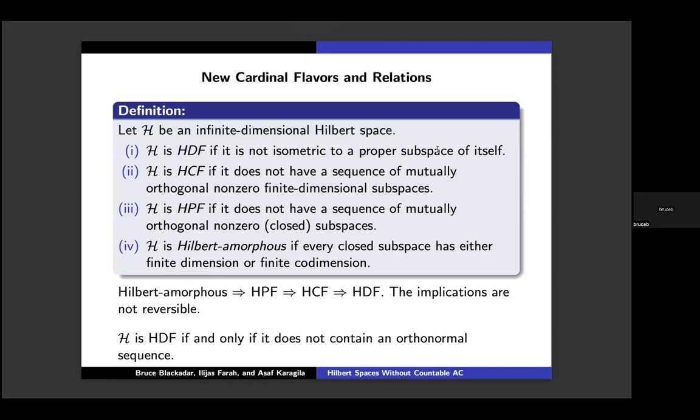Well, we came up with some Hilbert space versions of the flavors of being DF, and these look potentially interesting. If you have an infinite dimensional Hilbert space H, we could say that H is HDF if it's not isometric to a proper subspace of itself. So this is the Hilbert space version of being DF. And so this just says that there are no proper isometries in B of H.